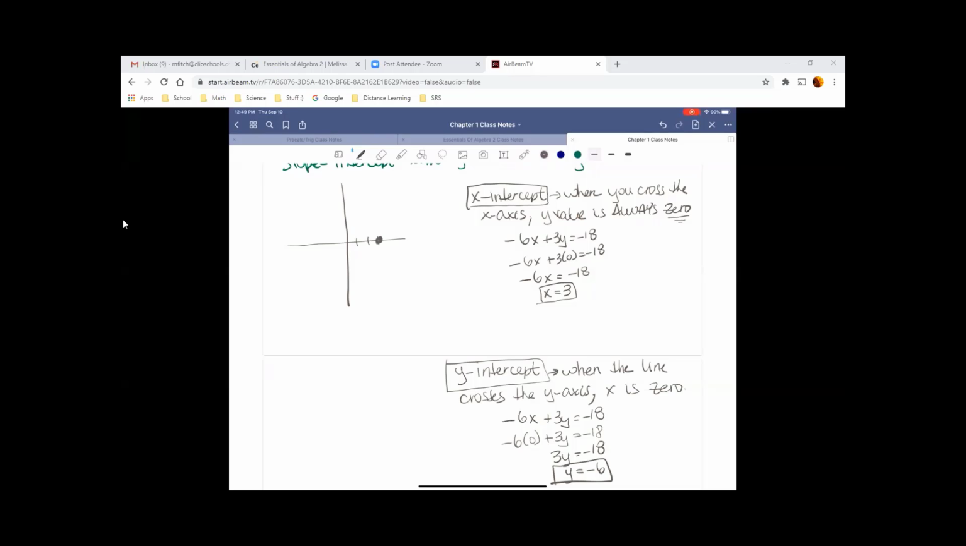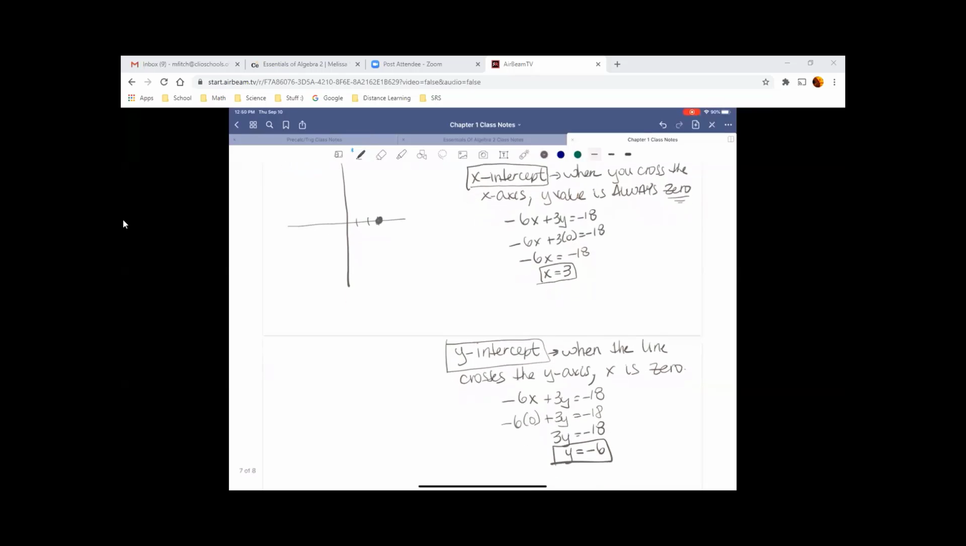So could I put that someplace on my graph? Where's it going to go? Down 6. 1, 2, 3, 4, 5, 6. So that's my other point. How many points do you have to have in order to make a line? 2. Do we get 2 points? Yep.